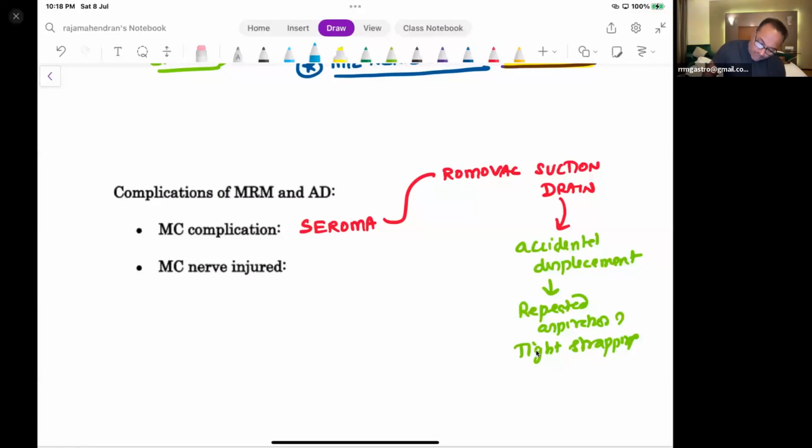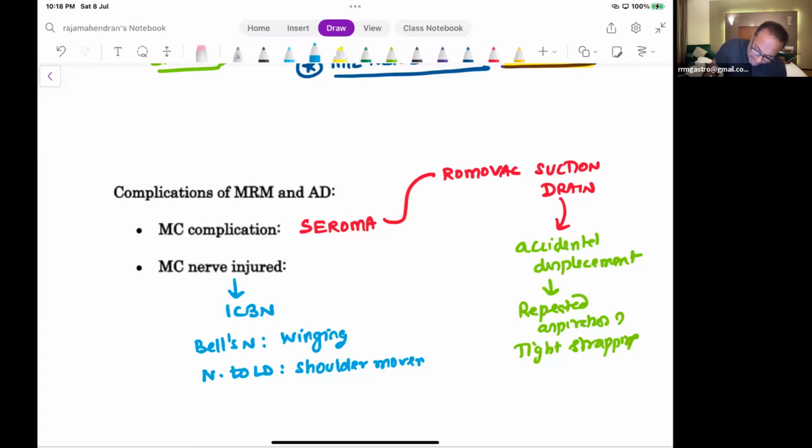Most common nerve injured is the intercostobrachial nerve. Bell's nerve can be injured, which results in winging of the scapula. Nerve to latissimus dorsi can be injured. There will be difficulty in shoulder movements. So these are all applied anatomy, which you have to read from anatomy books. Bailey is not giving anything in detail, just giving an outline.